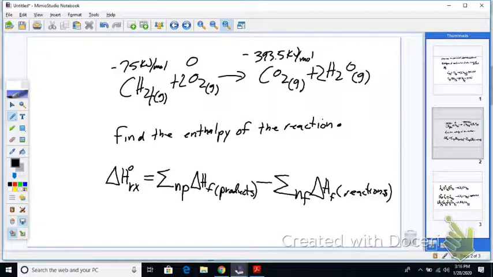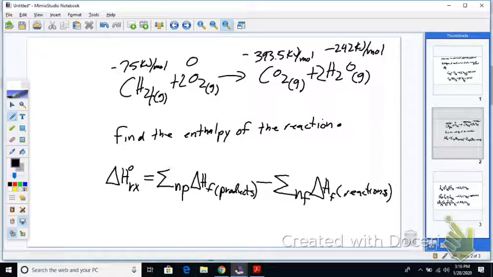So for H2O, what is it? Negative 242 kilojoules per mole. Okay. So then this is what I do. Down below, I have to multiply by how much I have. So I'm going to go ahead and do the products first.